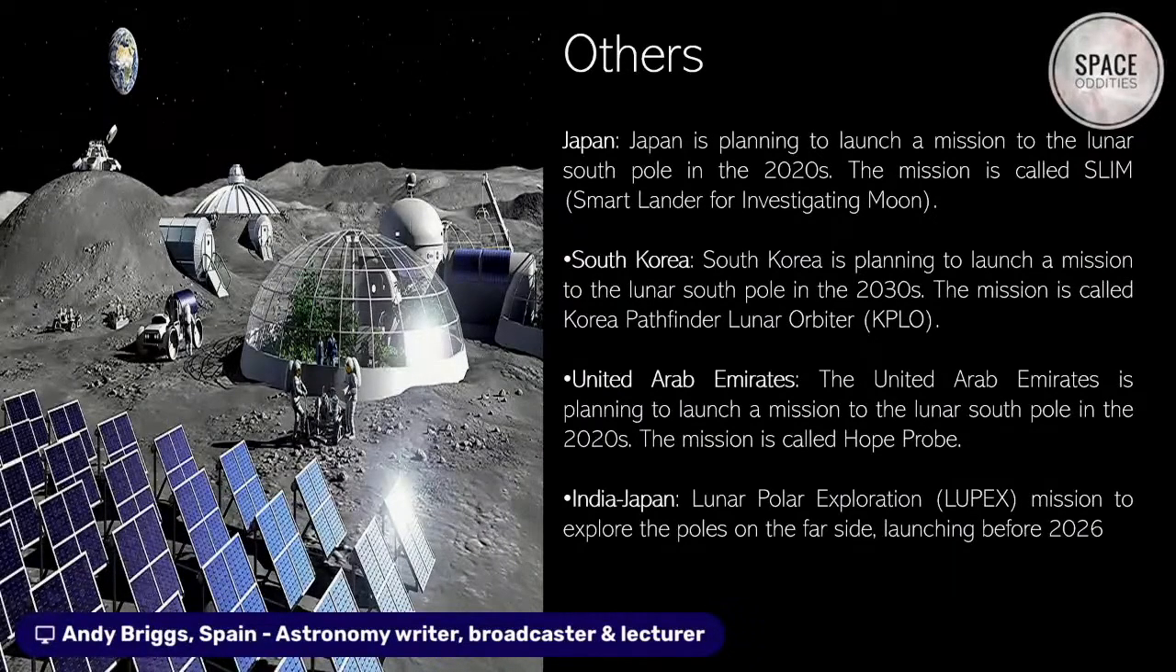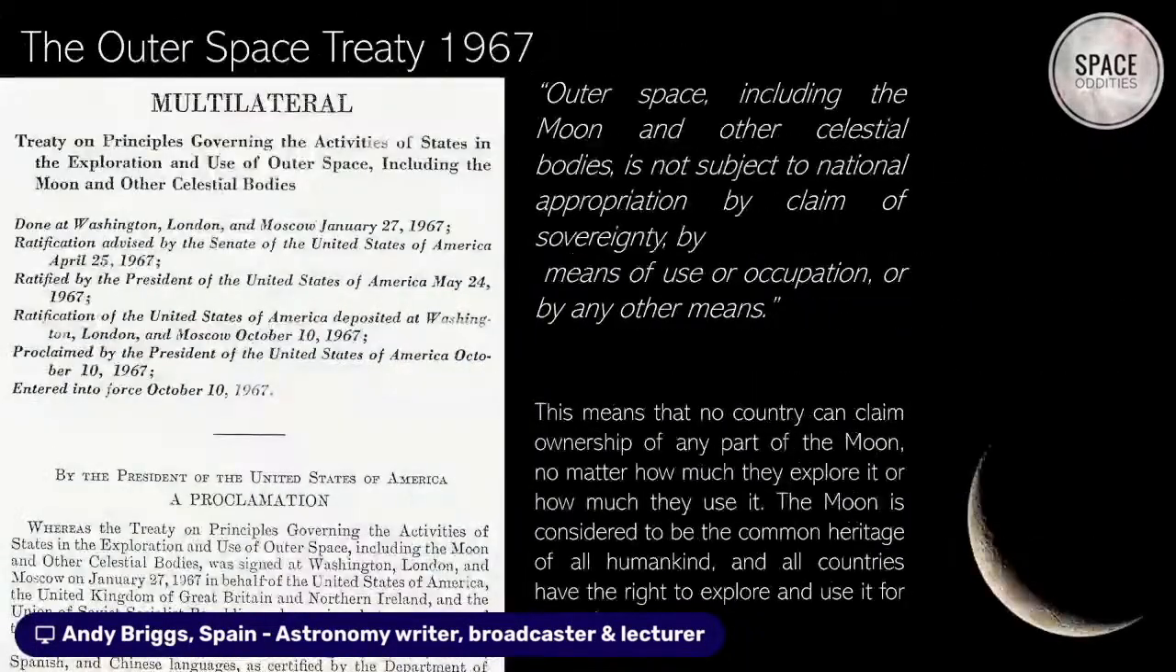UAE, the United Arab Emirates, is planning to launch a mission to the lunar South Pole in the 2020s. That's called Hope Probe, because their Martian mission is also called Hope, of course. India and Japan have a plan to develop a mission called the Lunar Polar Exploration to explore the poles on the far side that we can't see directly from the Earth, launching before 2026. So that's a nice international collaboration.